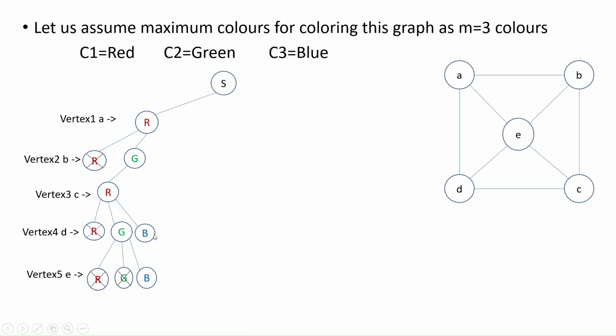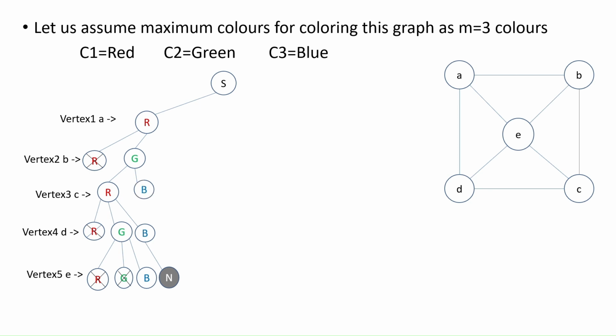Is it possible to color the fifth vertex with either red, green or blue? No, because these three colors are already used. So it is not possible. Hence, it is not possible to color the fifth vertex with any of the three colors. Again, we are going back to the second vertex. That is, we are using backtracking.